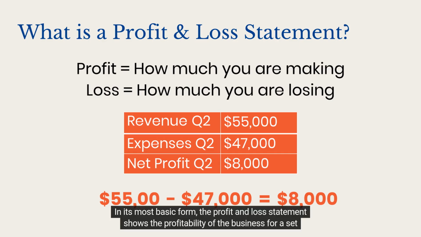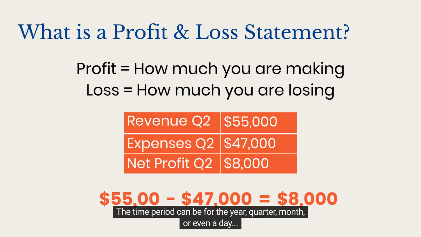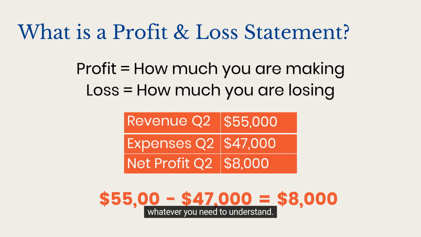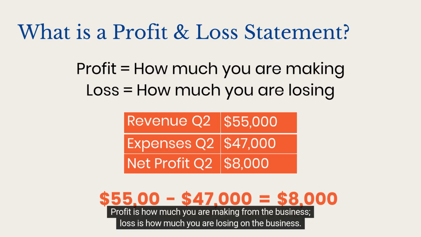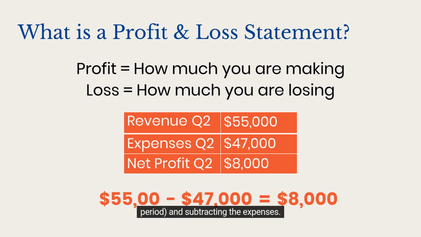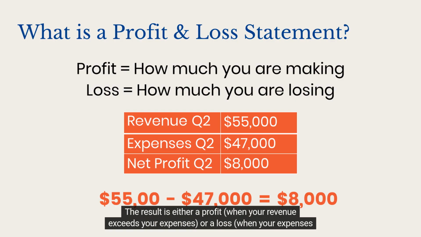In its most basic form, the profit and loss statement shows the profitability of the business for a set time period. The time period can be for the year, quarter, month, or even a day. Whatever you need to understand. Profit is how much you are making from the business. Loss is how much you are losing on the business. You calculate the profit or loss by taking all the revenues, how much you took into the business in that period, and subtracting the expenses.